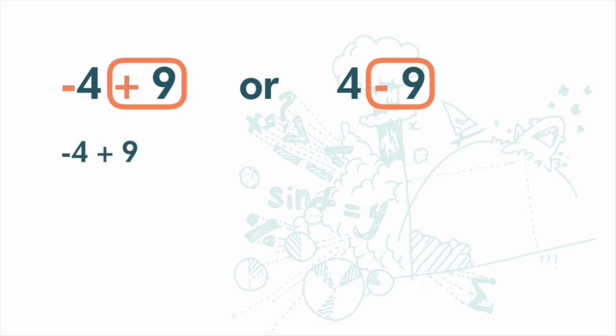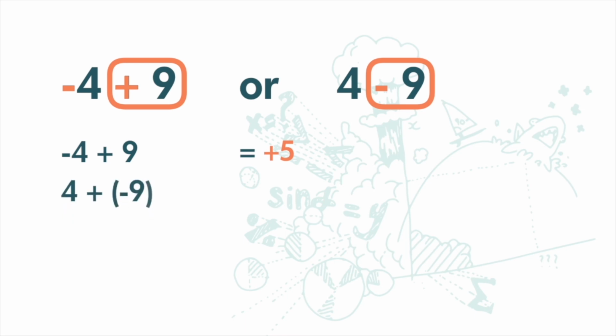9 is the number with greater value and it is positive. So the answer is going to be positive. There are more positives to start with. Next, we subtract 4 from 9 to get 5. So the answer is positive 5.